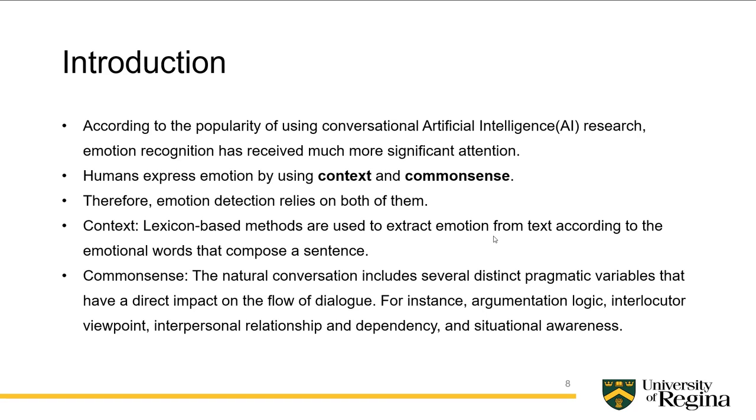And according to the popularity of conversational artificial intelligence research, emotion recognition has received much more significant attention, and humans express emotion by using context and common sense. Therefore, emotion detection relies on both of them. Context refers to the lexicon-based method, and natural conversation includes several distinct pragmatic variables that have a direct impact on the flow of dialogue, such as argumentation logic, interlocutor viewpoint, and so on.